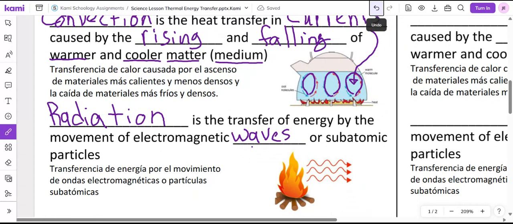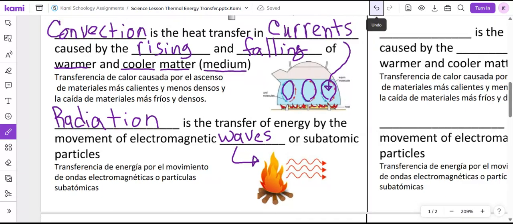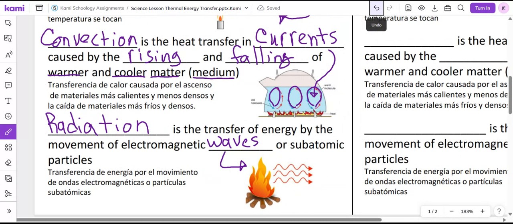All right, and then I'm just using this little picture down below as the example. So we have touch, which is going to be our conduction, direct contact, and then we have currents, rising, falling, warmer, cooler matter moving around, and then we have waves, or radiation. I'm going to tell students to open up their notebook and glue this into your notebooks, keep it organized, and then open up the virtual labs, and we're going to go through a few videos together.